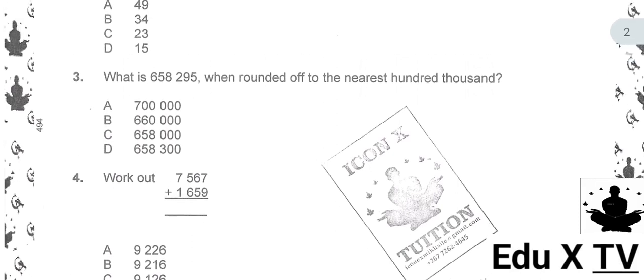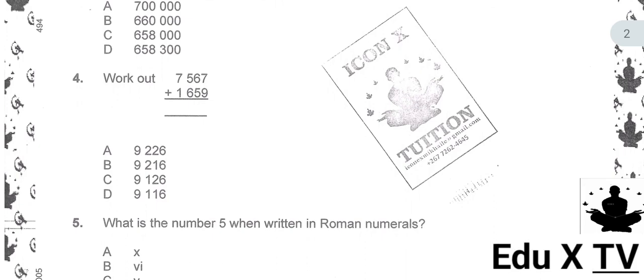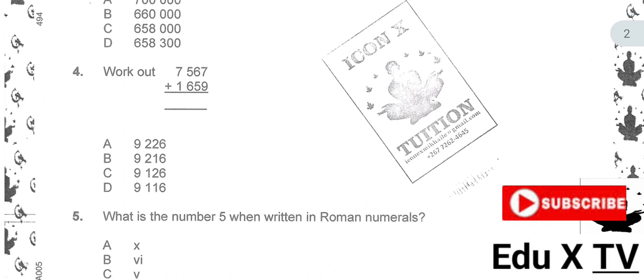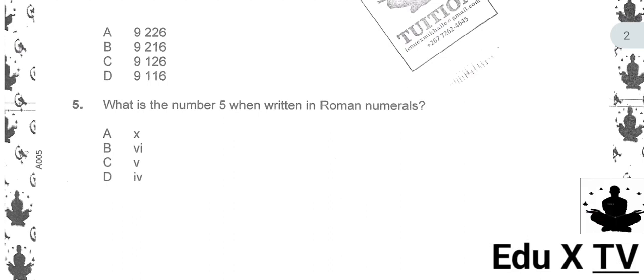Number 3. What is 658,295 when rounded off to the nearest 100,000? The answer is A. Number 4. Work out 7,567 plus 1,659. The answer is A. Number 5. What is the number 5 when written in Roman numerals? The answer is C.